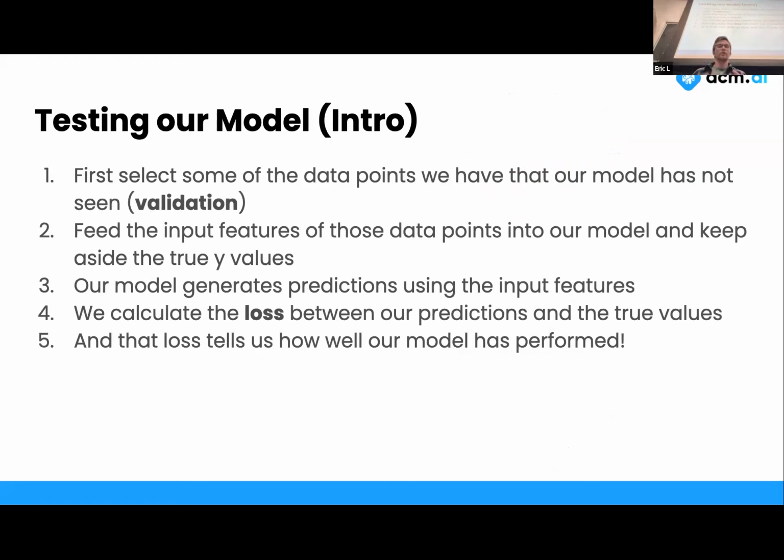So in terms of testing our model, now that we have the method, we're going to first select some data points that our model has not seen yet. This is a concept known as validation. We're essentially going to take a portion of our data set and save it and pretend that it's test data. We'll then feed the input of these data points into our model and hide the true Y values. Once our model has generated its predictions, we'll calculate the loss between our predictions and the true values. That loss will tell us how well our model has performed.